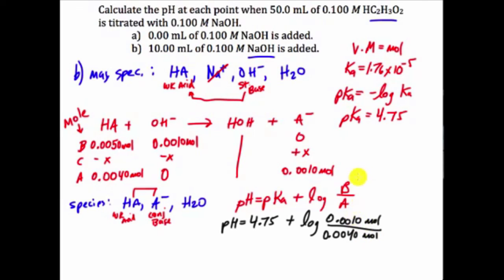Now you're supposed to put concentration in here, but think about it. Your total volume at this point is going to be 50 plus 10, so we have a total of 60 milliliters. You could divide this by 60 and divide this by 60 and plug them into here, but that's going to cancel out because of the division. All right, so you can plug this in, simplify this, and what you end up with is a pH equal to 4.15. So there's my pH after adding about 10 milliliters of the base.